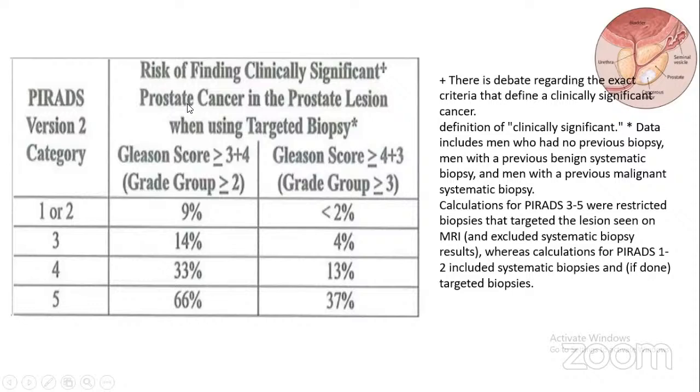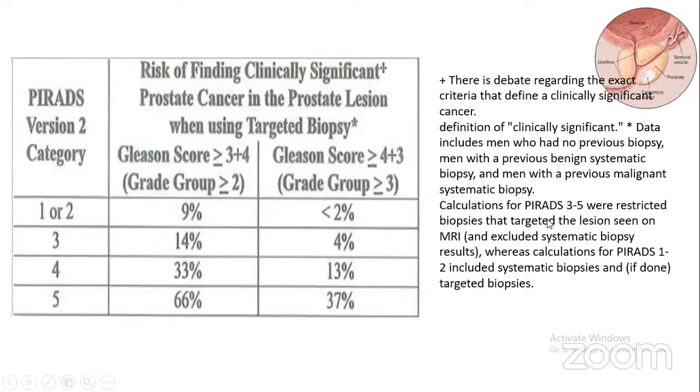The definition of clinically significant cancer in the data includes men who had no previous biopsy, or men with a previous benign systematic biopsy, or men with a previous malignant systematic biopsy. Okay, no previous biopsy, or those who have a previous benign systematic biopsy, or those who have a previous malignant systematic biopsy. This is known as clinically significant.